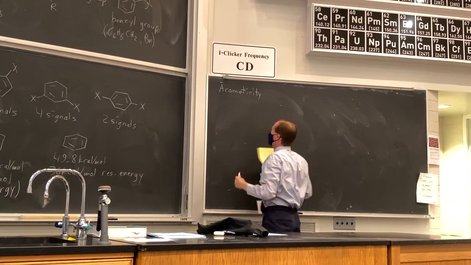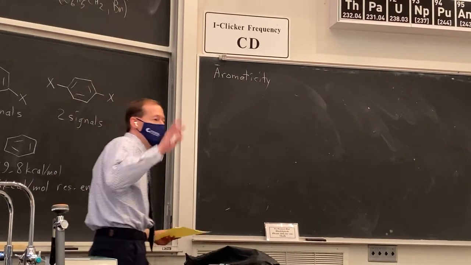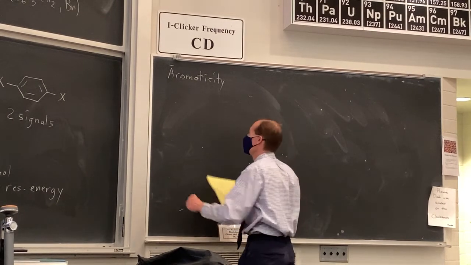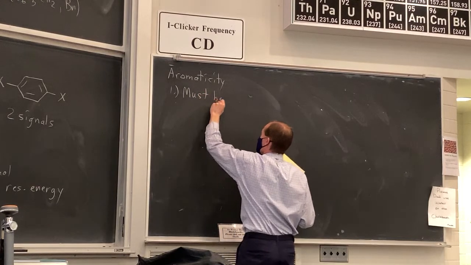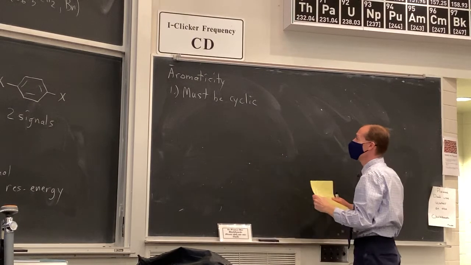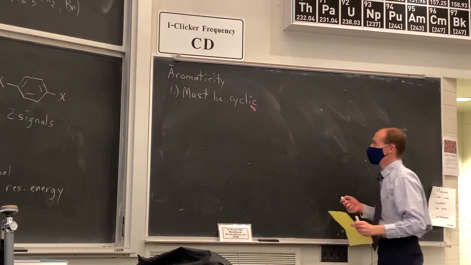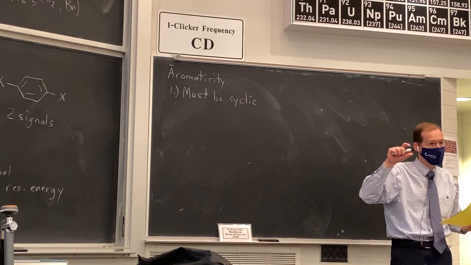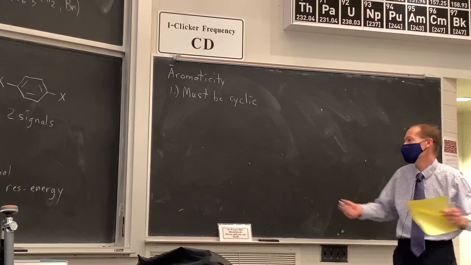In order for a molecule to be aromatic or to have aromaticity, there are 4 conditions that must be met. Okay? The first condition is the molecule must be cyclic. Okay? So, if we have a cyclic molecule, then each p orbital on a carbon is going to overlap with 2 adjacent p orbitals on the neighboring carbons.